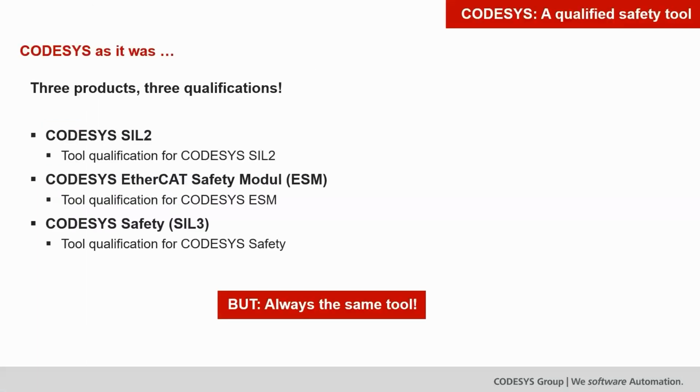Let's have a look to the qualified tool. How is it done today? We have CODESYS, we have 3 safety-related products, but we also have 3 qualifications for one and the same tool. So we have 1 qualification for the SaIL 2, 1 for the ESM product, the EtherCAT safety module, and 1 for CODESYS Safety, which is our SaIL 3 product. Same tool, 3 qualifications. I think you can guess that there is some room for optimizations, and thanks to the modularization, there's now a way to do that.